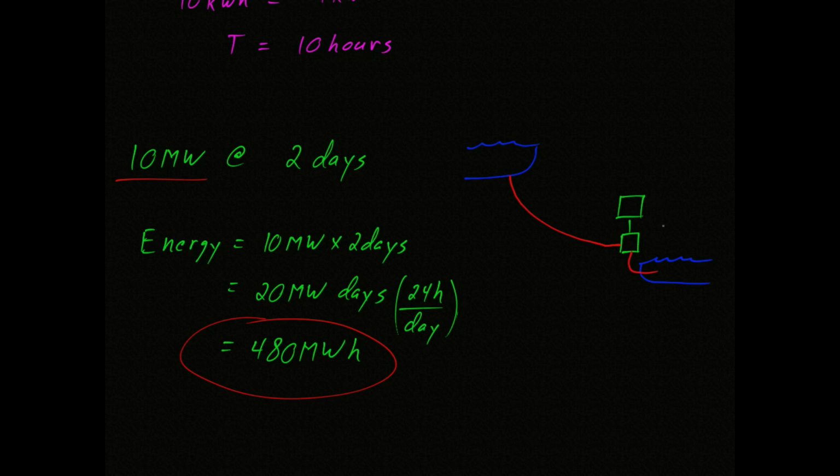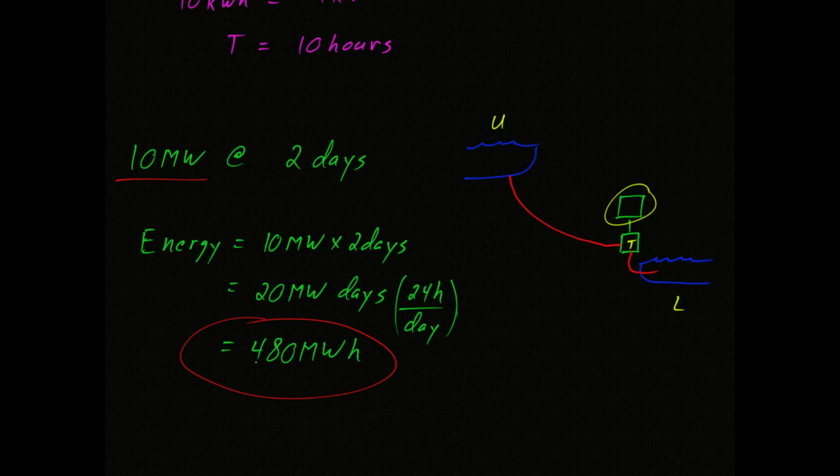If you remember, there are several parts to our pumped hydro system. We have the upper reservoir, the lower reservoir, and we have the turbine. The turbine is mechanically coupled to this device here, which can operate as either a motor or a generator, depending if we want to store energy or if we want to retrieve energy.